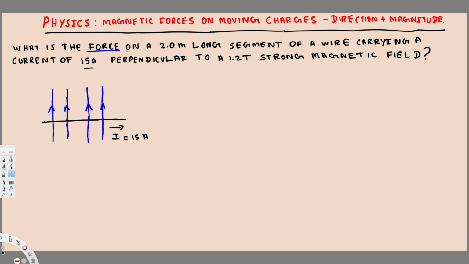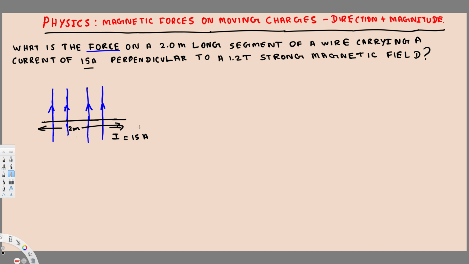Also they have given the length of this wire, that is 2 meters. Let's see what else we have. And these are the information we have, and also they have given the magnetic field. And let's see what's going to be the direction of this force.